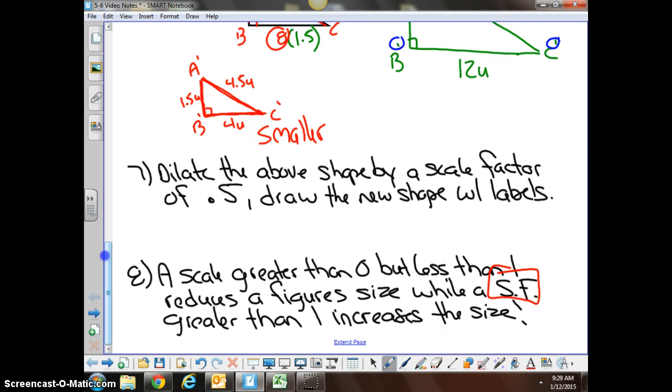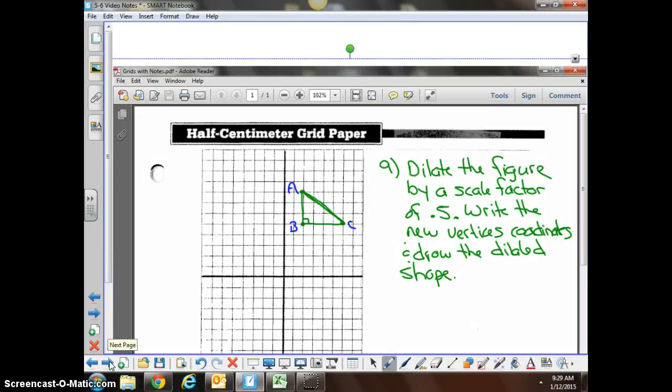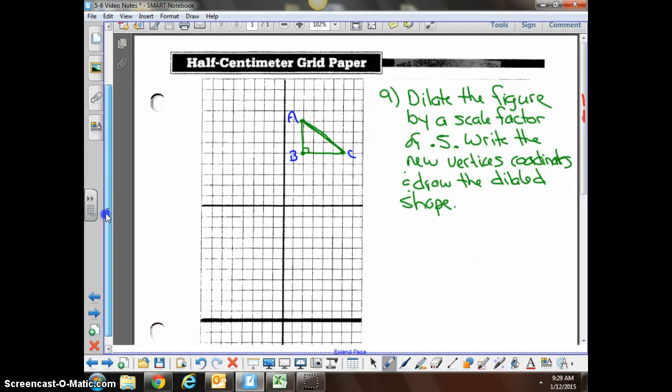One more problem to share with you, and this would be the example. We have number 9. We have a grid, coordinate plane, with triangle ABC, and we are asked in the directions on number 9 to dilate the figure by a scale factor of 0.5 and write the new vertices, coordinates, and draw the dilated shape. So how I will solve this problem is I will first of all determine the ordered pair for A, the ordered pair for B, and the ordered pair for C.